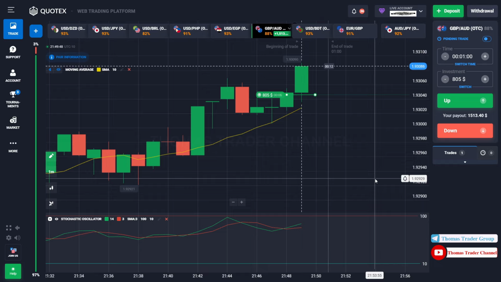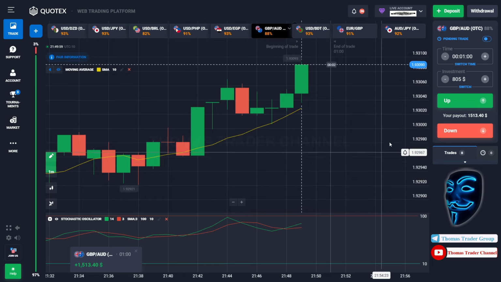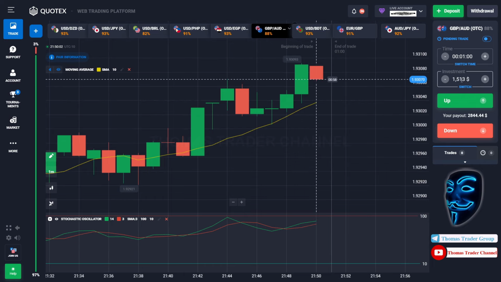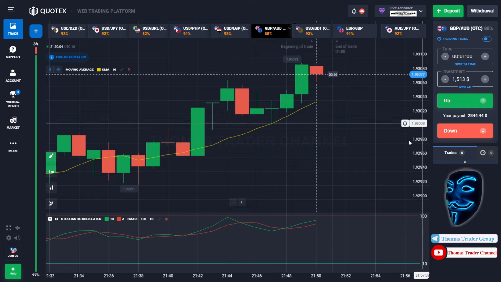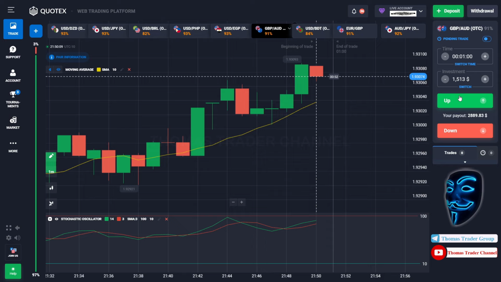We made a right prediction over here. We made a profit of $1,513. Let's change our investment into $1,513. Over here, we still can open buy for 1 minute.